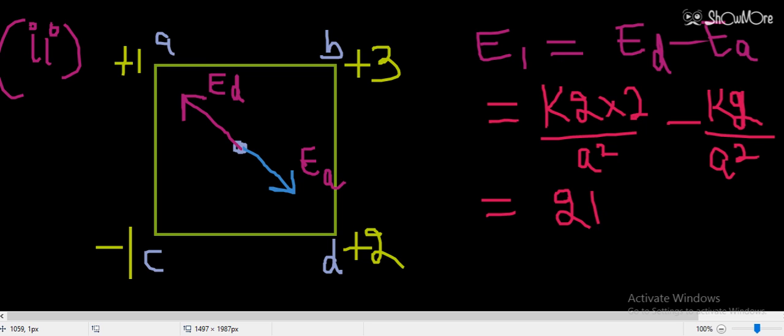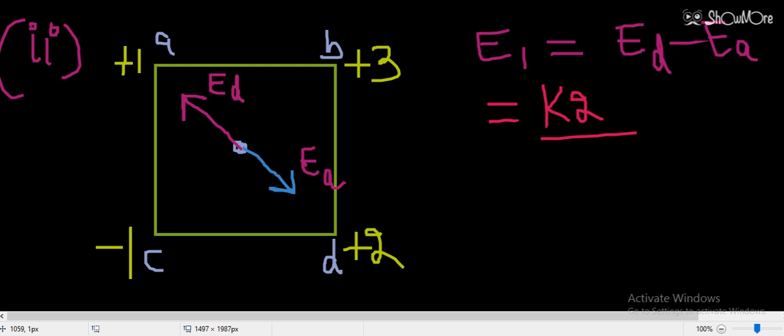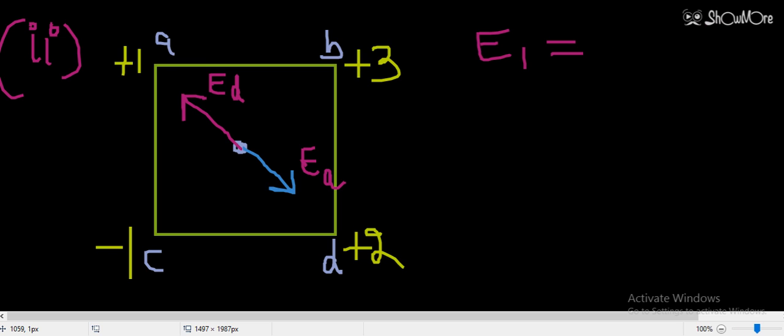Now I am going to erase this one. So what is the direction of E1? E1 will be along ED, because the vector having more magnitude will be the resultant. So the direction of E1 will be along the ED. I hope this direction is easy to understand. This is the direction of E1, and the value of E1 you have to remember, that is 4k minus 2k, so that is 2k by A square.